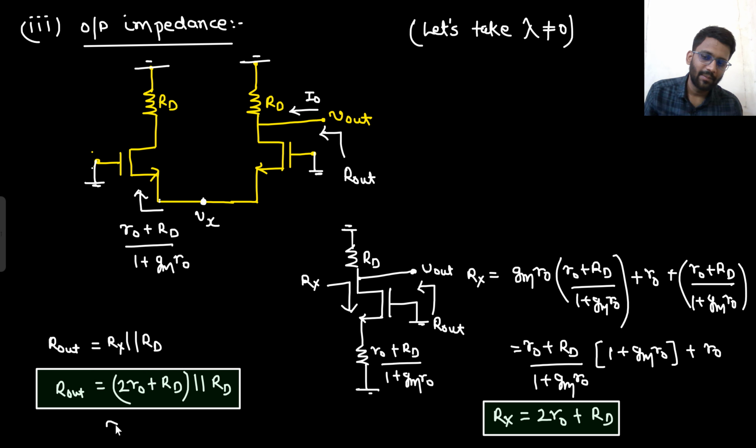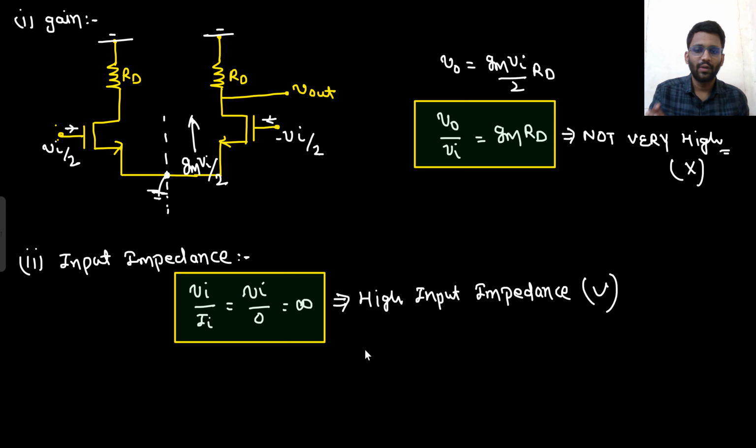And this can be nearly equal to RD only, because this 2 R0 will be a very high value. So your Rout is nearly equal to RD, which is low. You can keep RD to be low. So this was the desired case. You wanted low output impedance. You wanted high input impedance. This is the desired case as well.